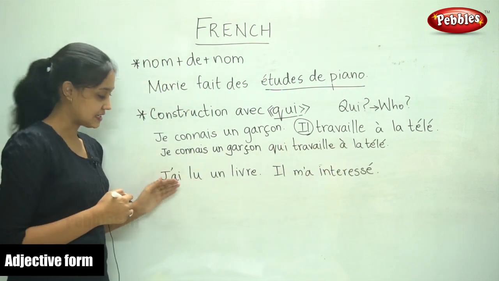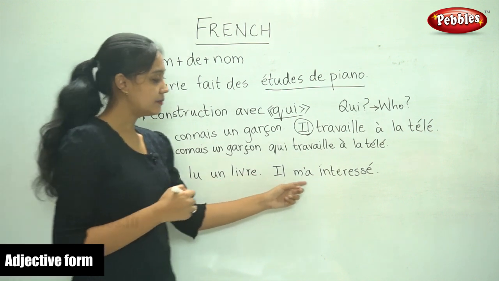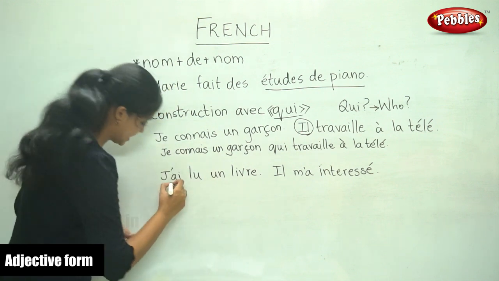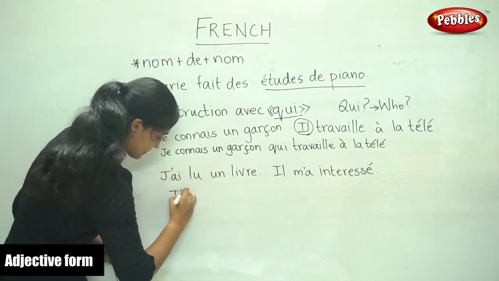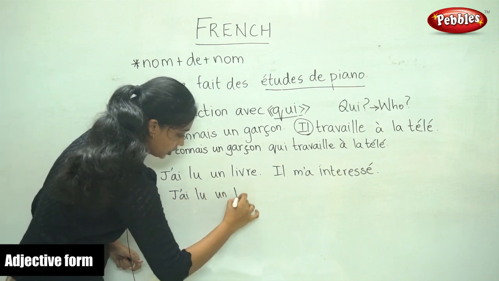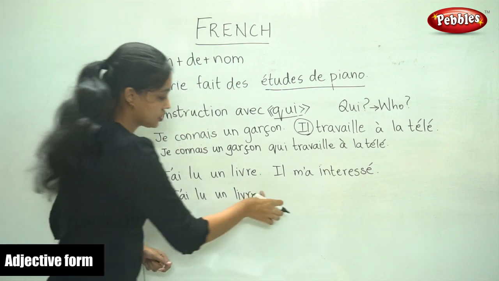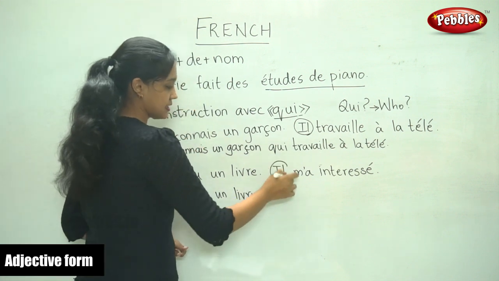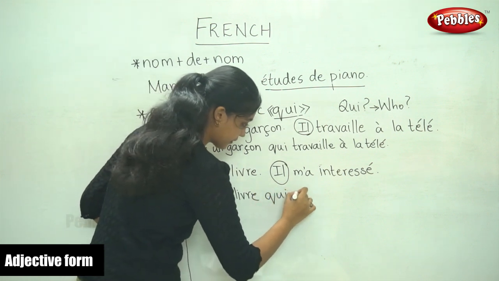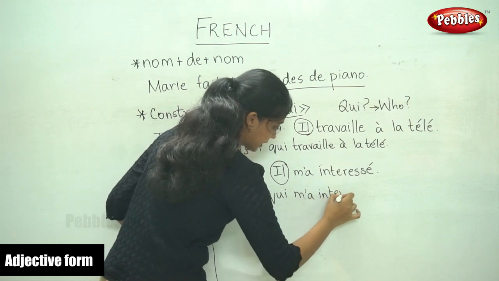Now the next sentence. J'ai lu un livre. Il m'a intéressé. So again we will write the first sentence as it is. J'ai lu un livre. So again we replace the subject with qui. Qui m'a intéressé.